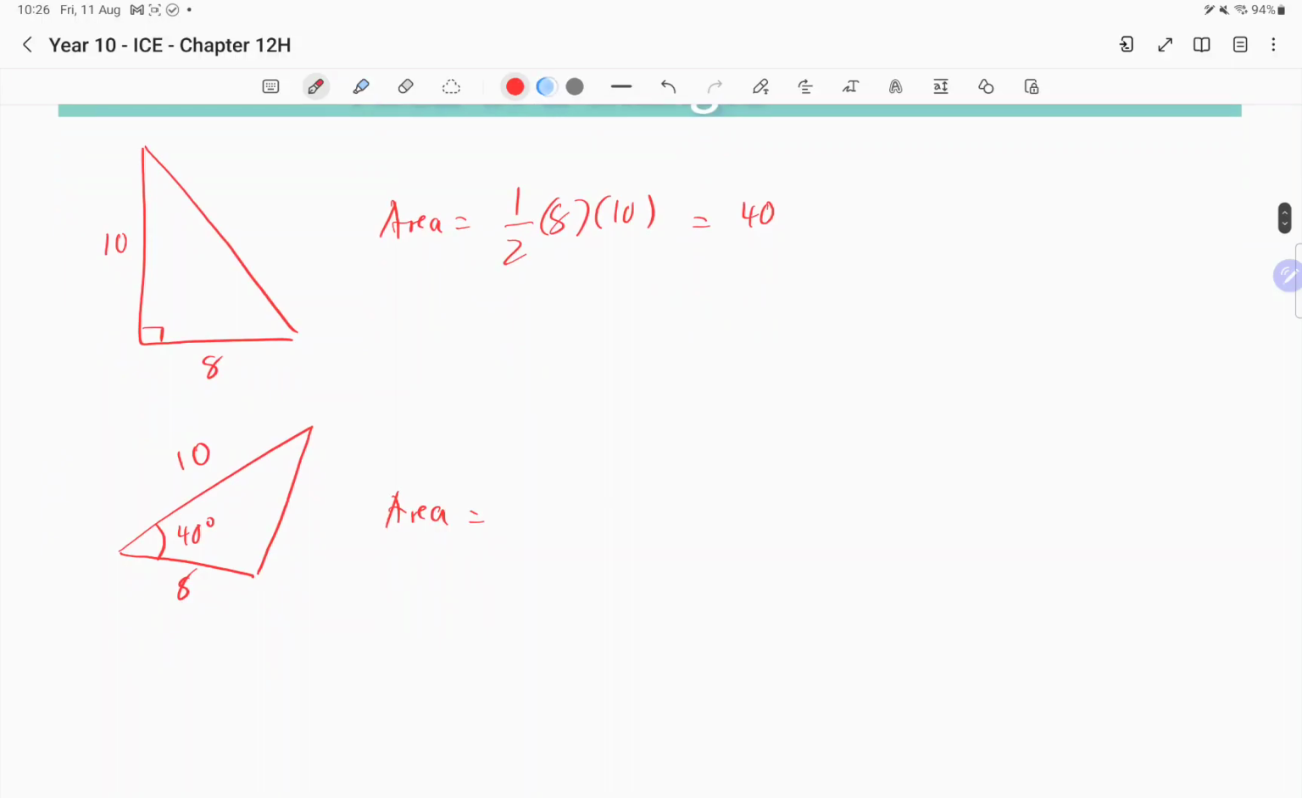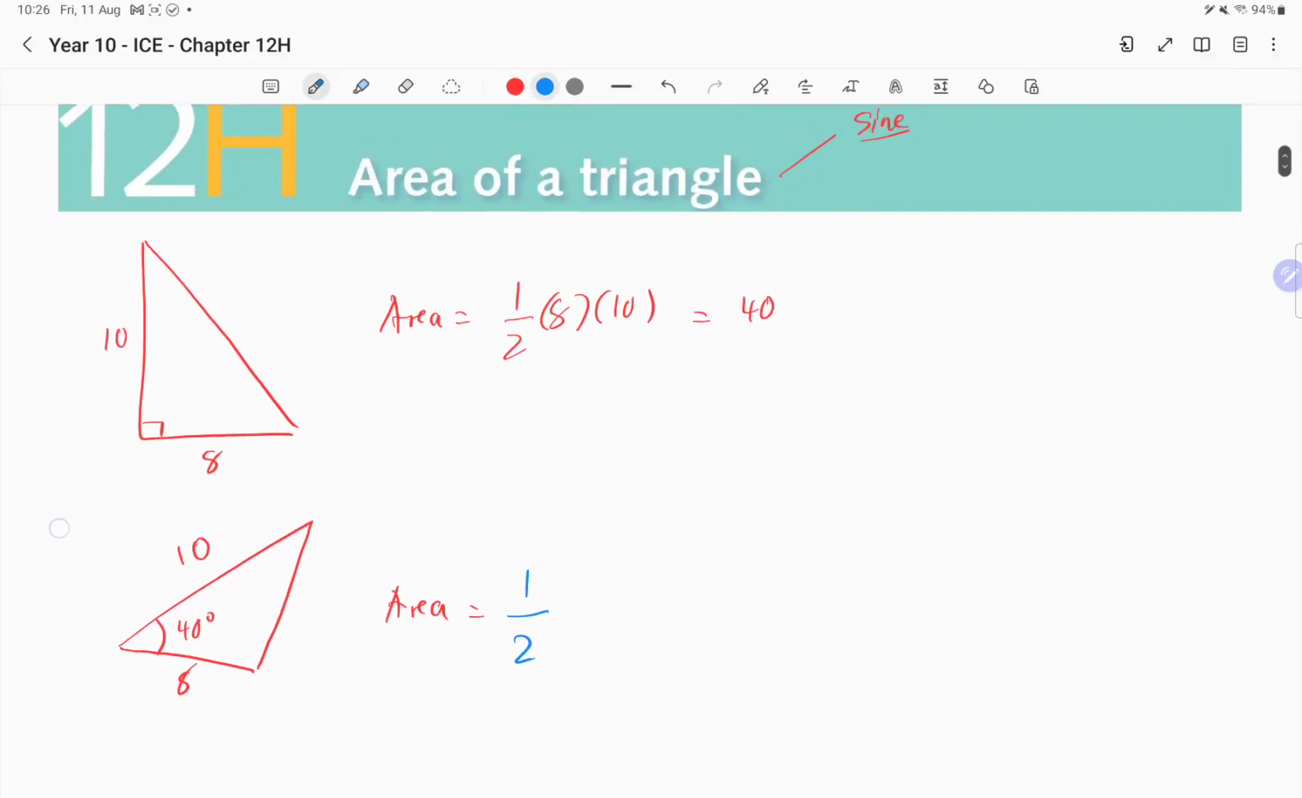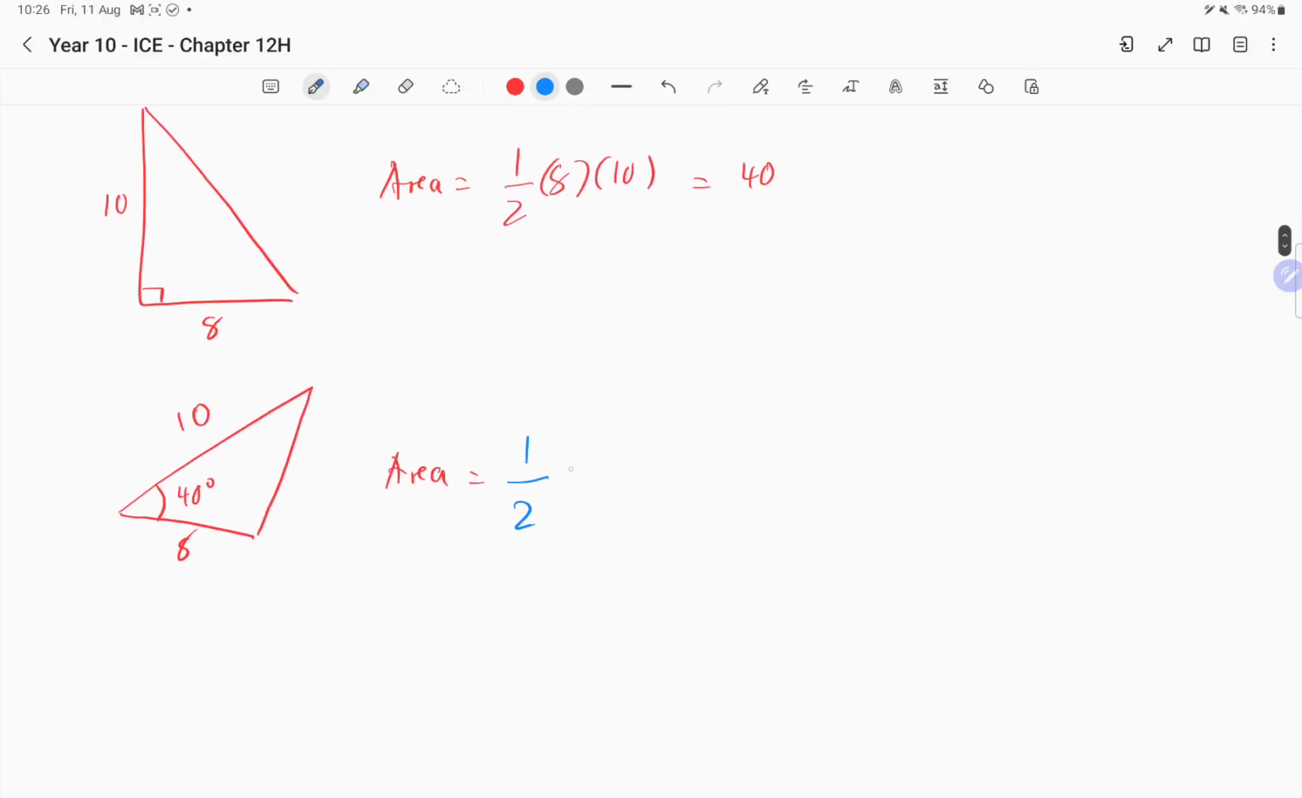So that's why we need to know the sine rule for the area, or the area rule of the triangle. So that's half of, looks very similar, it's half of the product of the two sides, but you need to multiply that by sine of the included angle, 40 degrees. When you actually punch that into the calculator, you will get the area for this triangle here.